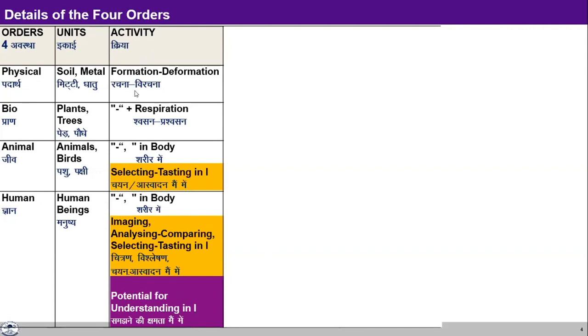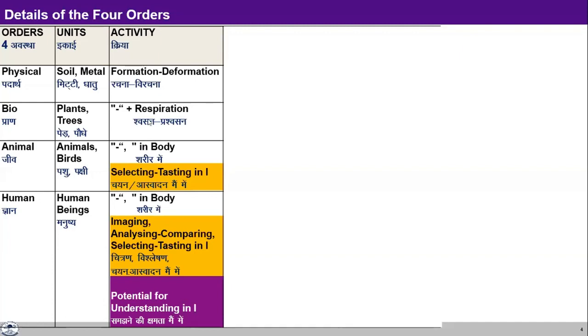In the physical order, we have only the activity of formation and deformation. In the bio order, we have formation and deformation, and in addition, we have respiration. In animals, we have formation, deformation in the body, plus respiration in the body, and there's an activity of selecting and testing in the self of the animal. So a few conclusions from here. We are able to see that the self is associated with an animal, but not with the plant.